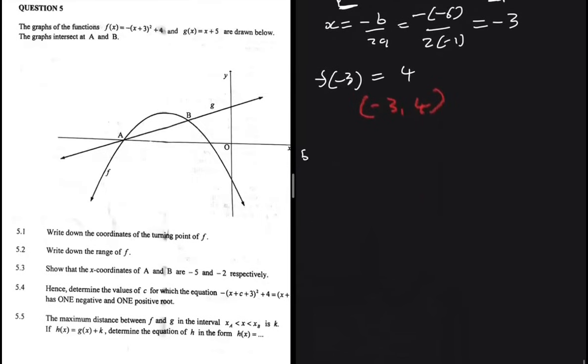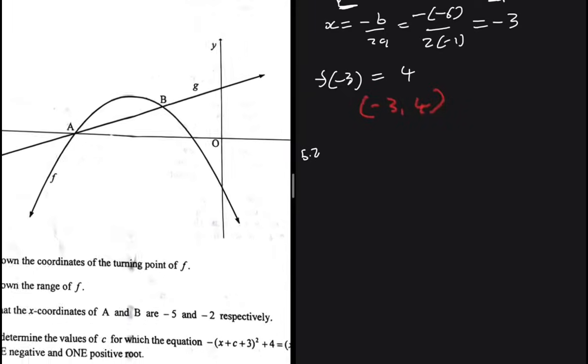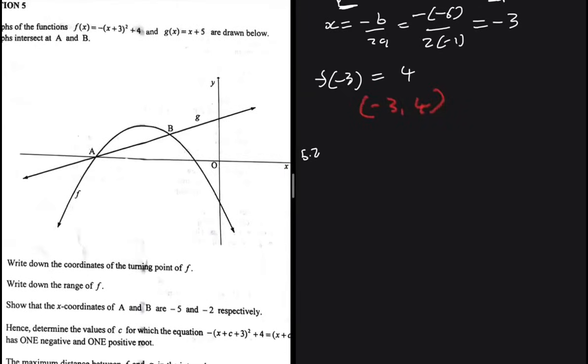And then 5.2, write down the range of f. So let's look at our function here. We've already established that the y value at the turning point is 4, and we can see that our graph never goes above 4. It just touches there at 4 and then it goes infinitely down, so to say. So we can say that y is less than or equal to 4.